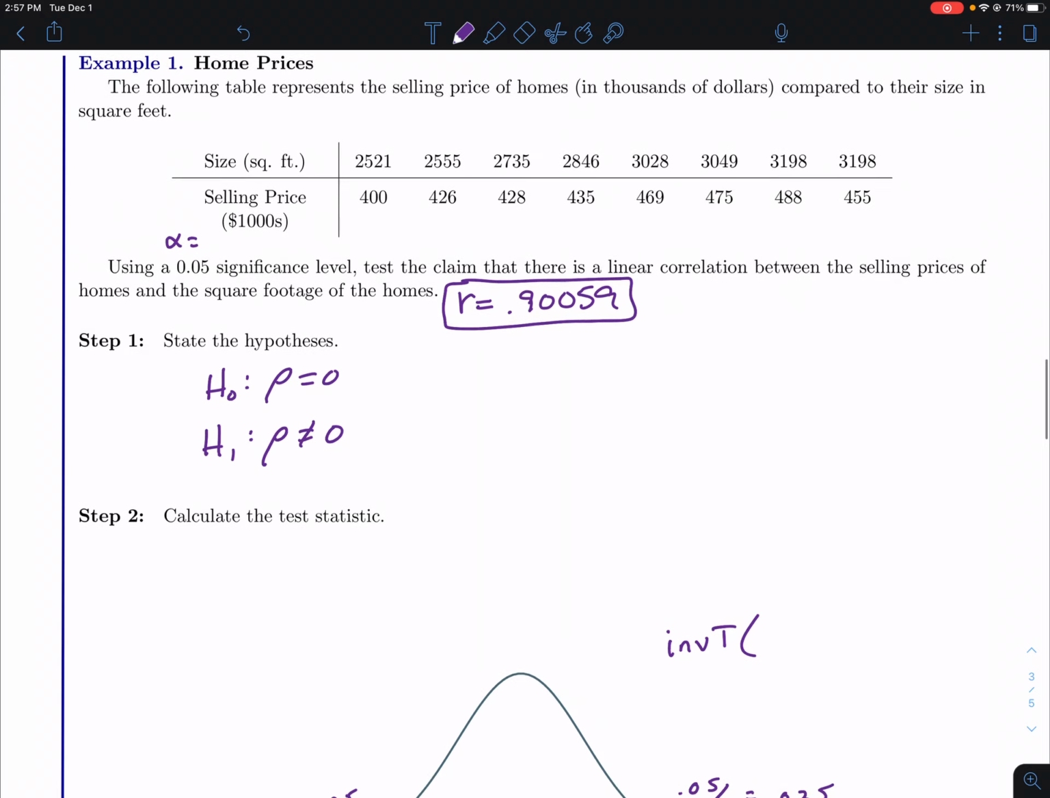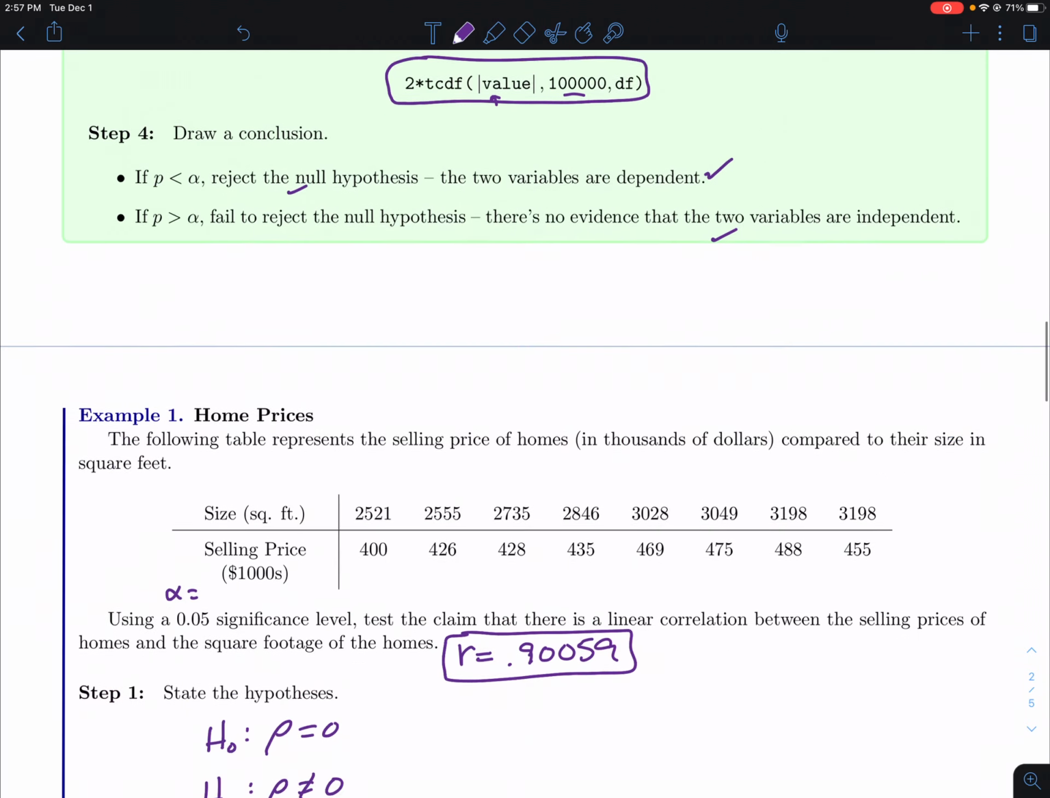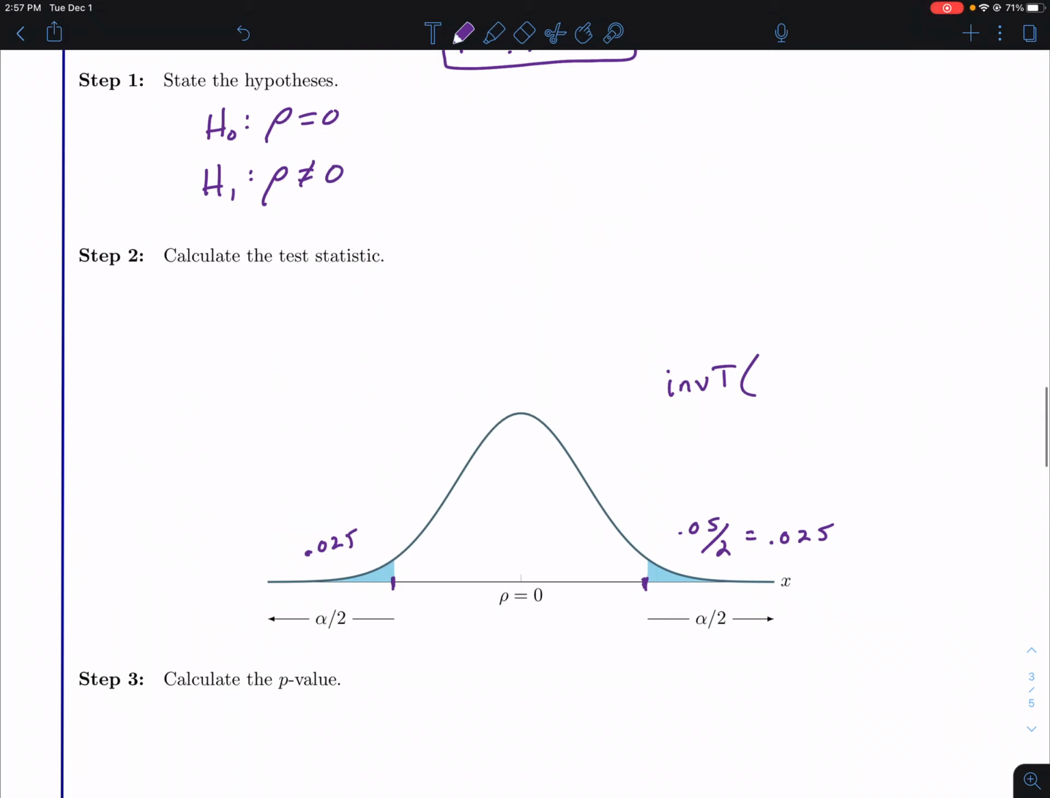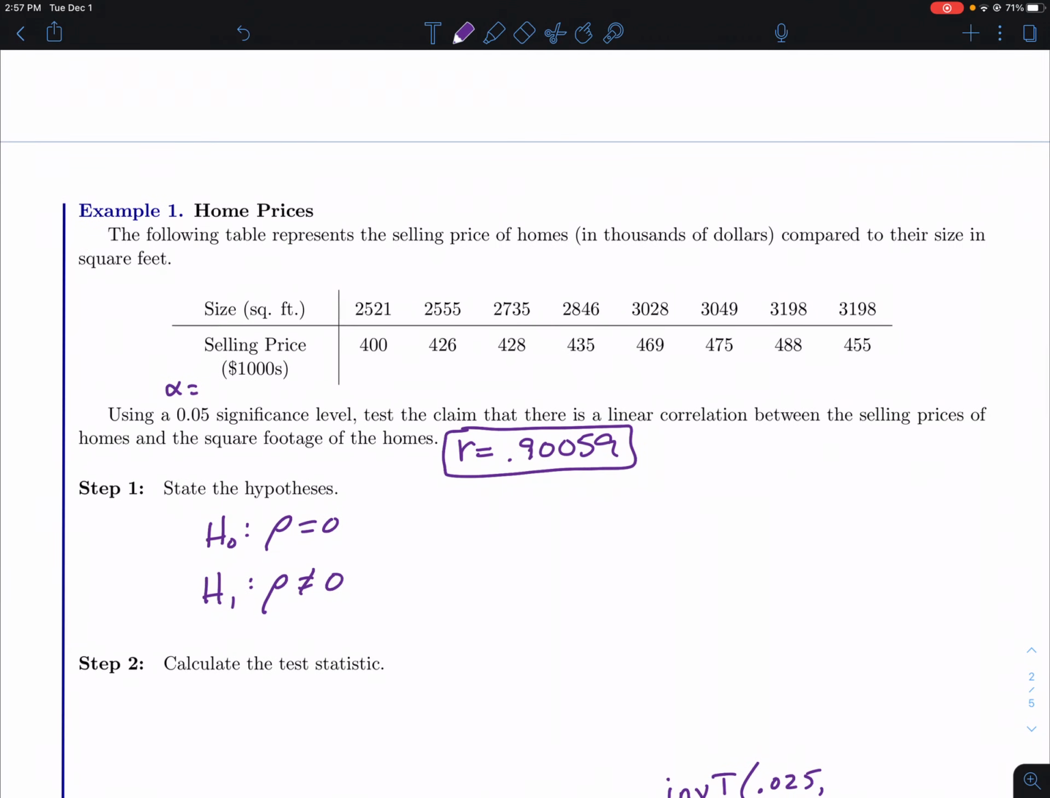We can use the lower end, that's totally fine if we want. I can just do the lower end, and it's going to be opposite on the other side. So I can just do 0.025, and then our degrees of freedom are going to be n minus 2. In this case, our n is 1, 2, 3, 4, 5, 6, 7, 8. So our degrees of freedom are going to be 6 in this case.